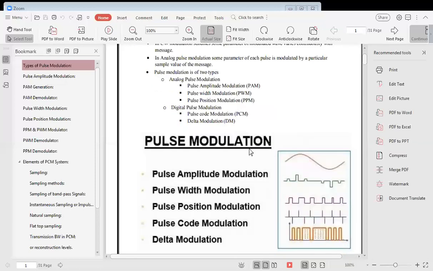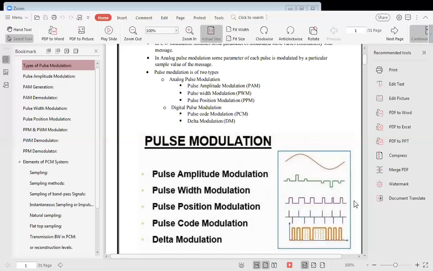This is a brief about pulse modulation. This is the signal. According to the signal amplitude, the pulse amplitude is varying. Here the pulse amplitude is varying. This is the message signal. When the amplitude of the message signal is high, the pulse amplitude is also high. When the amplitude is low, the pulse amplitude is low.